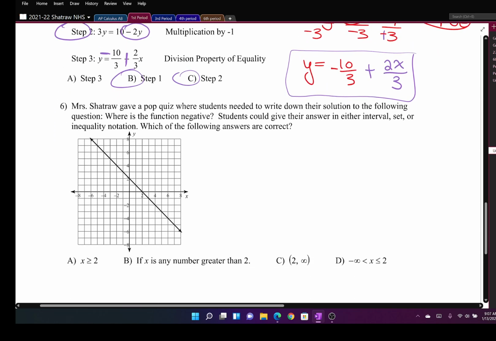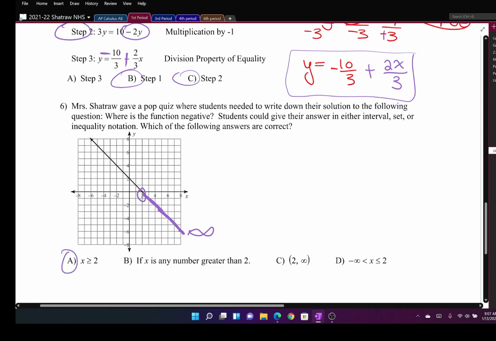All right. Ms. Chatra gave us a pop quiz where students needed to write down their solution to the following question. Where is the function negative? Students could give their answer in either interval, set, or inequality notation. Which of the following answers are correct? Okay. Here's where the function is negative. So that starts at 2, and I believe it goes to infinity. So should I mark yes or no on x is greater than or equal to 2? I'm going to say yes.